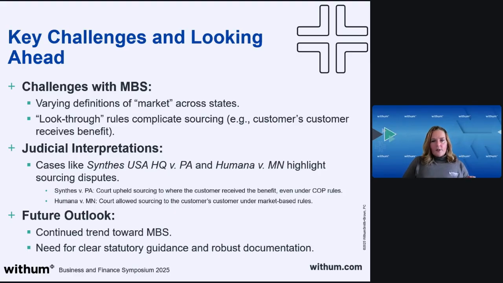And the two cases that are listed there are examples of how the courts are interpreting this. Again, it's a relatively new concept, so there haven't been a lot of cases, but we're starting to see them. In Pennsylvania, a court upheld where the customer receives the benefit, even though it was under the cost of performance rules. They're under market sourcing now. But we saw a similar big court case, Sirius XM in Texas, where there was a discrepancy between interpreting the cost place of performance rules versus where the service is being delivered. So those are two aspects of market sourcing to be on the lookout for.